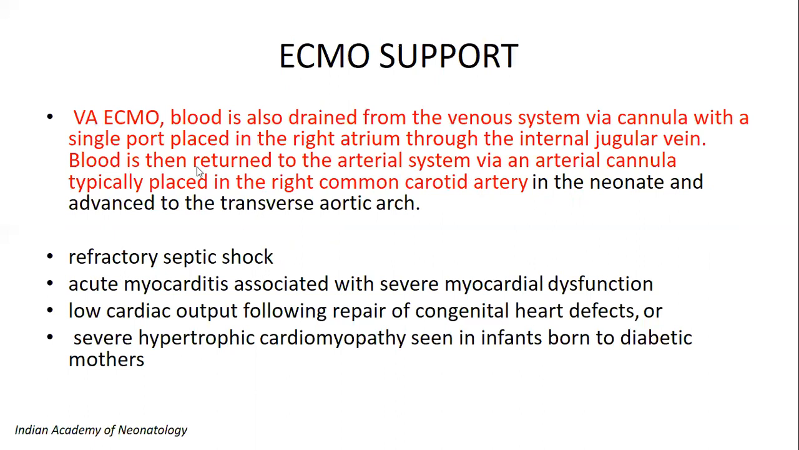Another last thing is ECMO support. Whether venous ECMO or arterial ECMO is going to help. First, veno-arterial ECMO is going to help because it drains blood from the venous system through the IJV and then returns it to the arterial system by the arterial cannula in the right common carotid artery. Veno-arterial ECMO will be very useful in refractory septic shock, acute myocarditis with severe myocardial dysfunction and low cardiac output following the repair of congenital heart defects, and severe hypertrophic cardiomyopathy in infants born to diabetic mothers. These are the conditions where they will use veno-arterial ECMO.